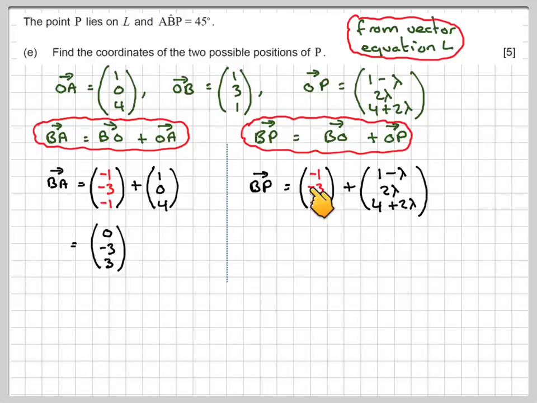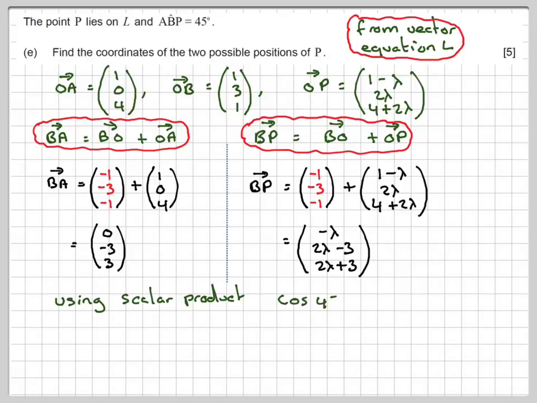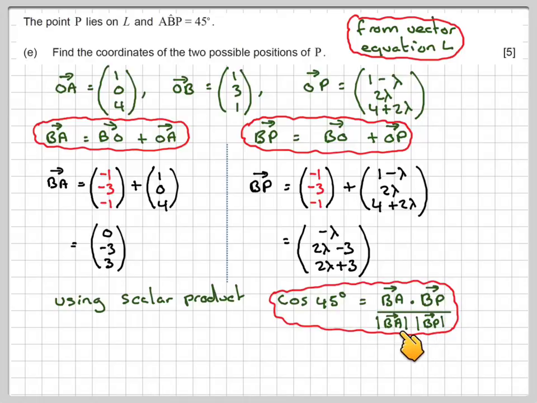So that's going to give me minus 1 plus 1 minus lambda, that gives me minus lambda, minus 3 plus 2 lambda, which I'm going to write as 2 lambda minus 3, minus 1 plus 4 gives me 3 plus 2 lambda, which I'm going to write as 2 lambda plus 3. Right, so using the scalar product, cos of 45 must be BA dot BP over the magnitude of BA over the magnitude of BP for this angle to be 45.